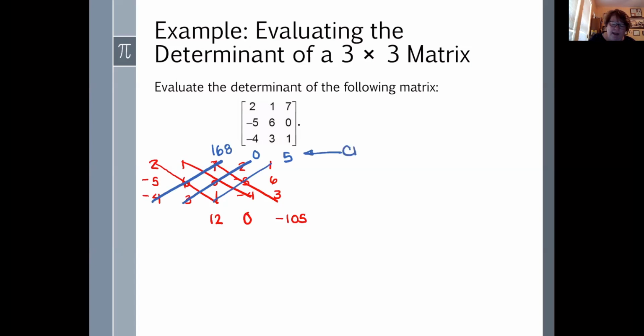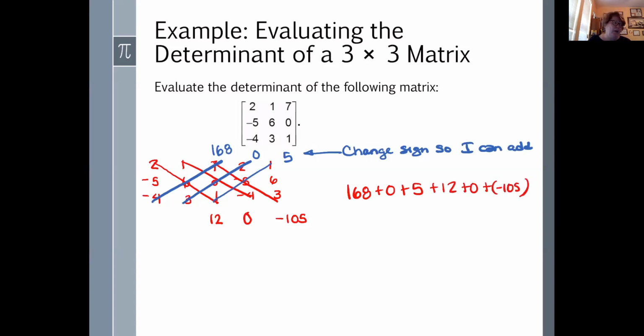I changed the sign of these so I can add. And that's what I do. I add these 6 numbers together, and that gives me the determinant. So adding them up, I get 168 plus 0 plus 5 plus 12 plus 0 plus -105. And when I add all those numbers together, I get 80. So that's one method of finding a 3x3 determinant.